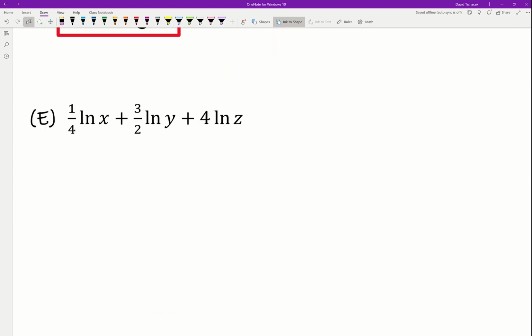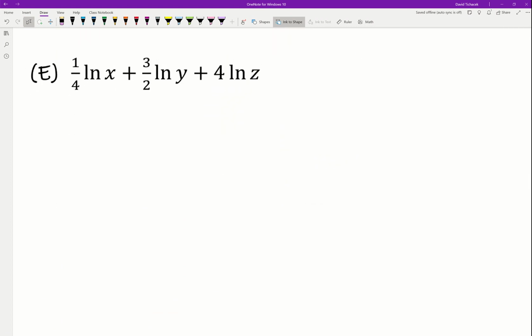I just want to go ahead and do one last example here for the video. Again, I know it's a long one, so thank you for bearing with me. But let's take care of this last example where we have a bunch of natural logs and we have some fractions in front of our logs.